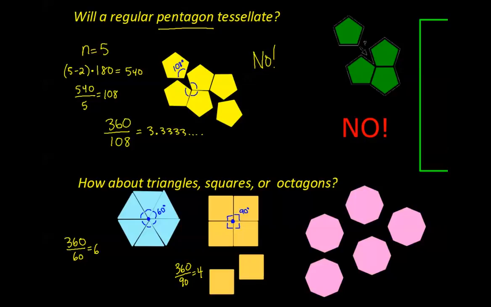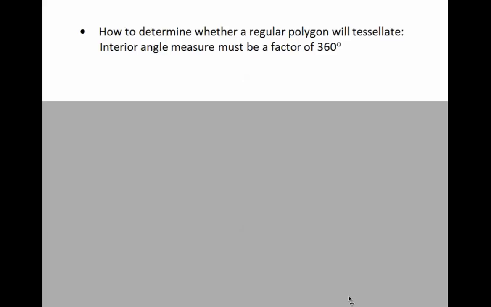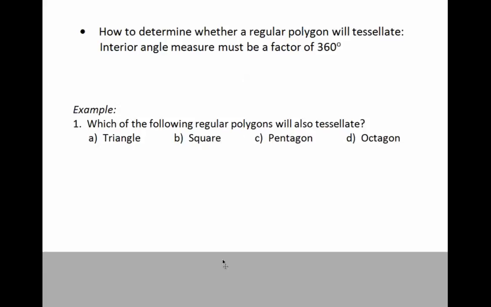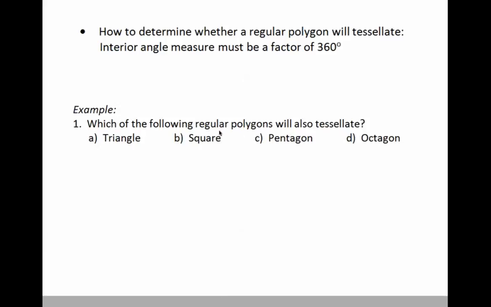What about the octagon? Well, first of all, do you remember how many degrees is one interior angle of a regular octagon? Yeah, I don't really either. So maybe we figure this out. We can do 8 minus 2 times 180. Octagon is 8. Octa, like octopus, n equals 8. Now you could be doing this along with me on your note sheet. Which of the following regular polygons will also tessellate?